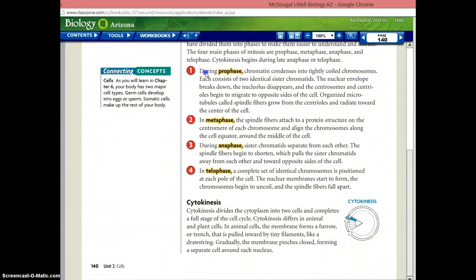The first stage, prophase. During prophase, chromatin condenses into tightly coiled chromosomes. Each consists of two identical sister chromatids. The nuclear envelope breaks down, the nucleolus disappears, and the centrosomes and centrioles begin to migrate to opposite sides of the cell. Organized microtubules called spindle fibers grow from the centrioles and radiate towards the center of the cell. Pay very close attention to the spindle fibers as we proceed to talk through this.